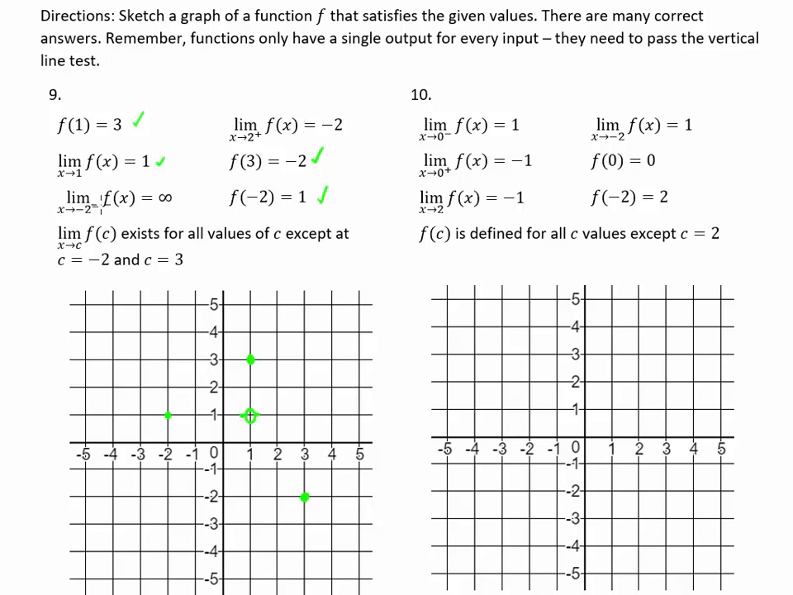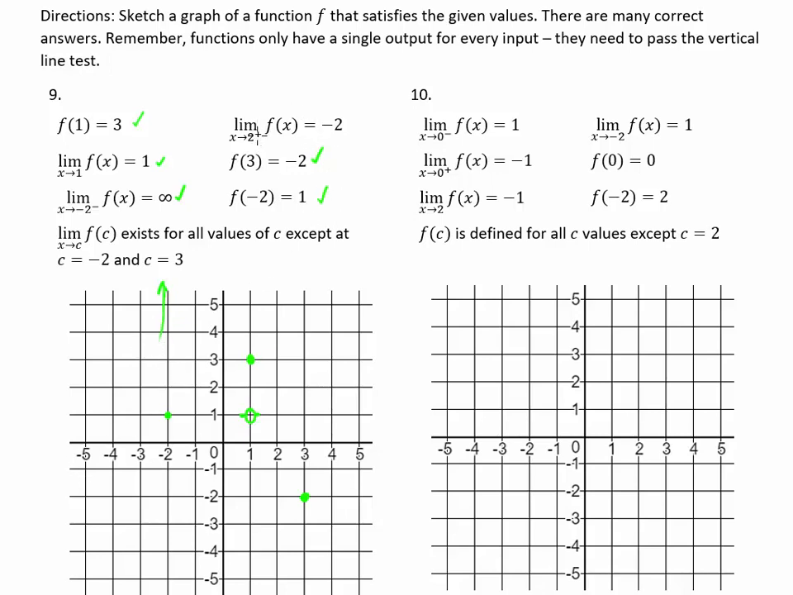The limit as x approaches -2 from the left has to equal positive infinity. So here's -2. As I come closer and closer to -2 from the left, I have to get closer to positive infinity. So we're going to have an asymptote right here, and it's going to do something like this. It's just going to get closer and closer and closer to positive infinity. That takes care of that one, and we can fill in this other part later.